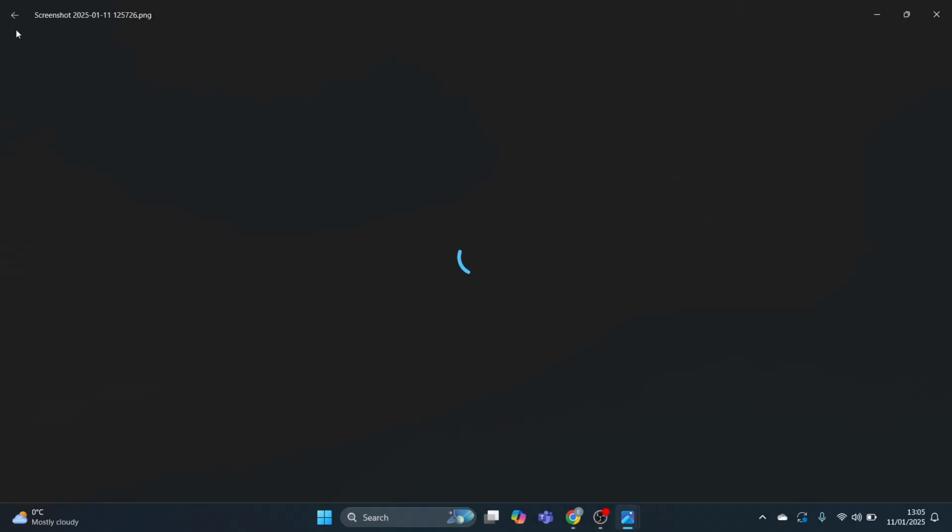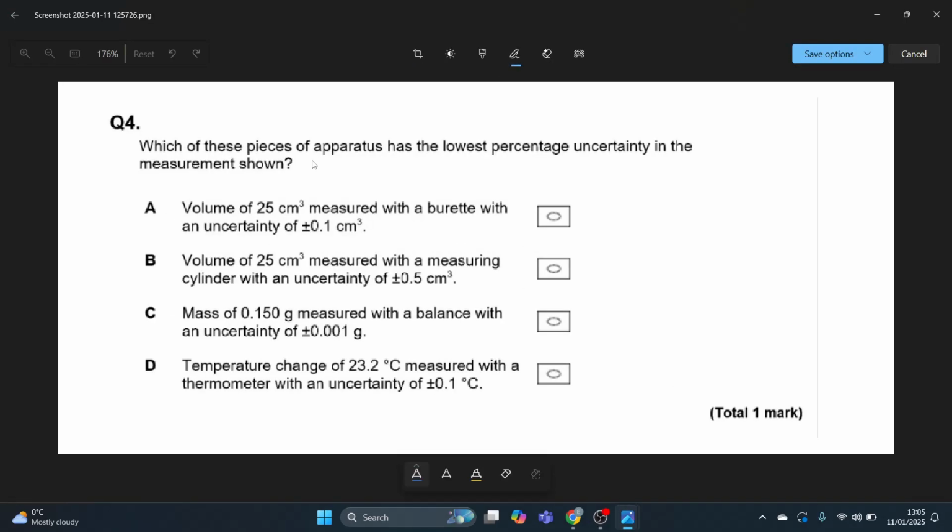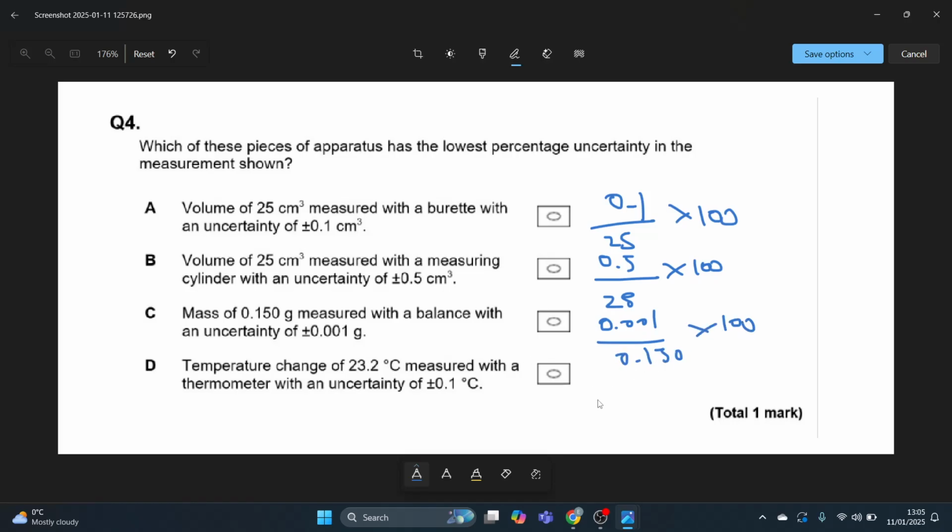Question 4. Carrying on with the multiple choice question. Which of these pieces of apparatus has the lowest percentage uncertainty? So what I need to do is calculate the percentage uncertainty for each one and then work out which one's the lowest. In this case, it's 0.1 divided by 25 times by 100. In this case, 0.5 divided by 25 times by 100. In this case, 0.001 divided by 0.150 times by 100. In this case, it's going to be 0.1 divided by 23.2.